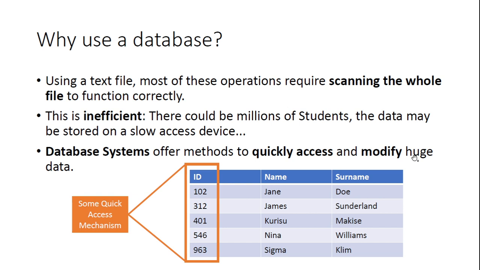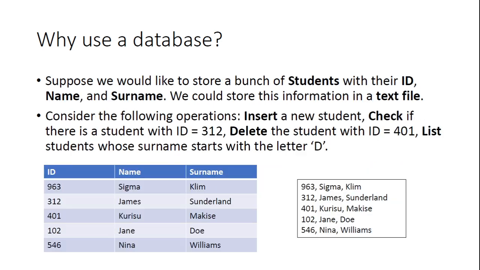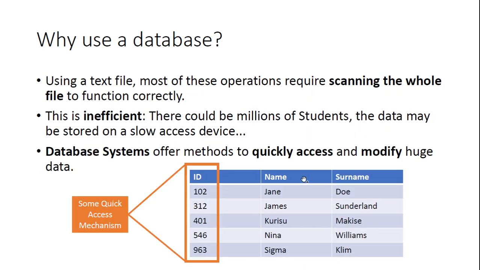And instead of a text file, using a database makes some operations easier. For example, if it was just a text file, we would need to scan all the lines to find out whether there is a student with ID 312 in there or not. If we are to insert a new student, and if we require this ID to be a unique number, then again we need to check whether it exists in our data or not at first, before we try to insert it.